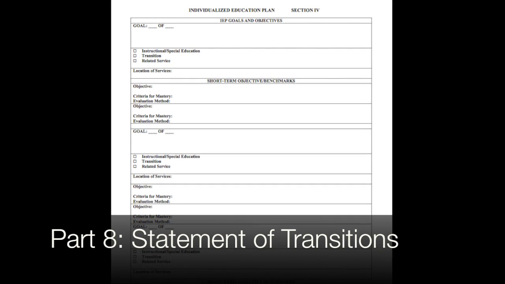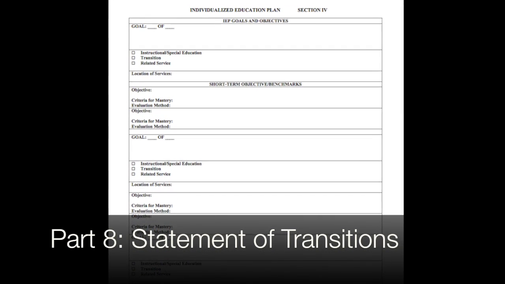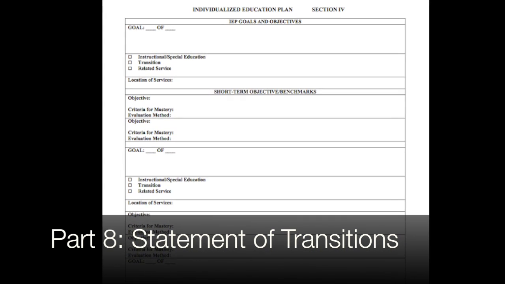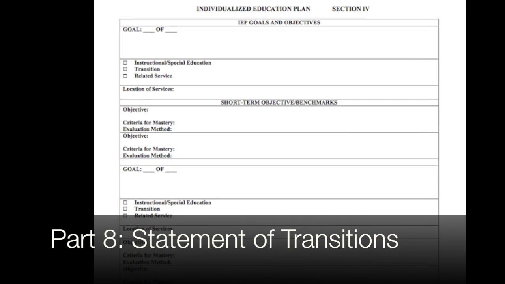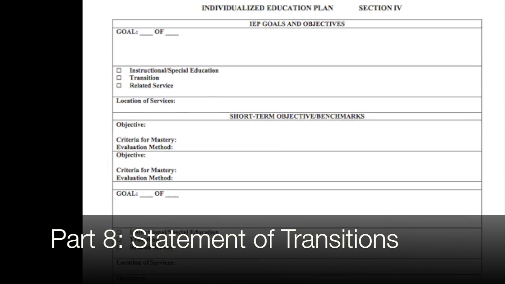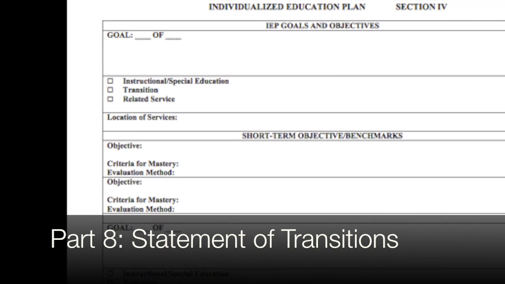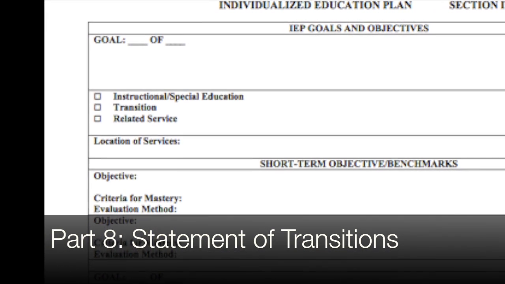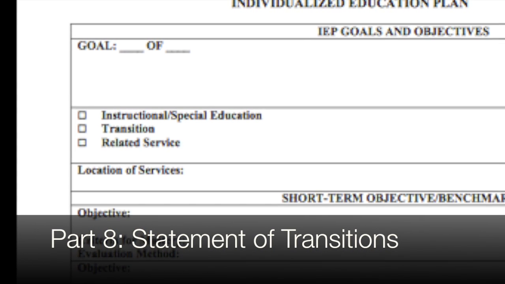By the age of 16, a student's IEP must include goals for the student's transition to a post-secondary program and explain the services needed to reach those goals. Depending on each individual's needs, these transition services can include instruction, related services, community experiences, aid for employment, and acquisition of daily living skills.